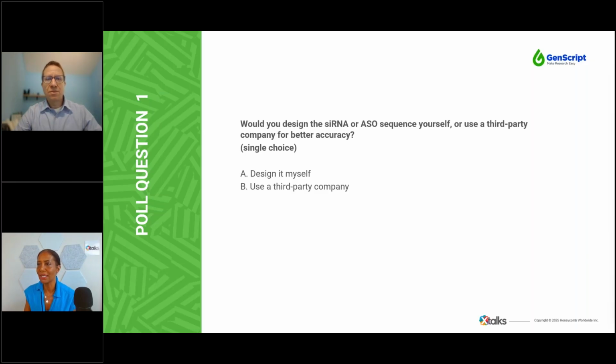Anything surprising there? Yeah, actually, that second one I was really surprised that was 100% use a third-party company. So that's really encouraging for GenScript because we do offer a really powerful software tool, AI-based software tool. So yeah, this provides a lot of insight for us into what our customers are looking for, and that they really are looking for support with designing. So it's really exciting.